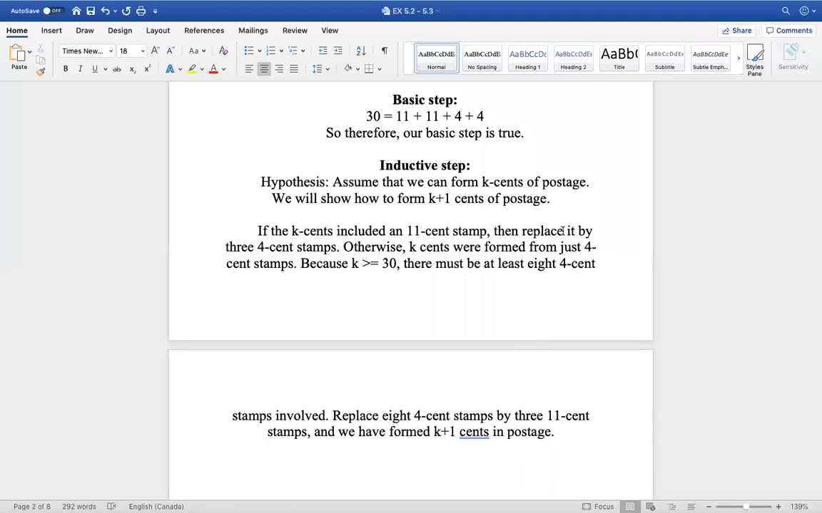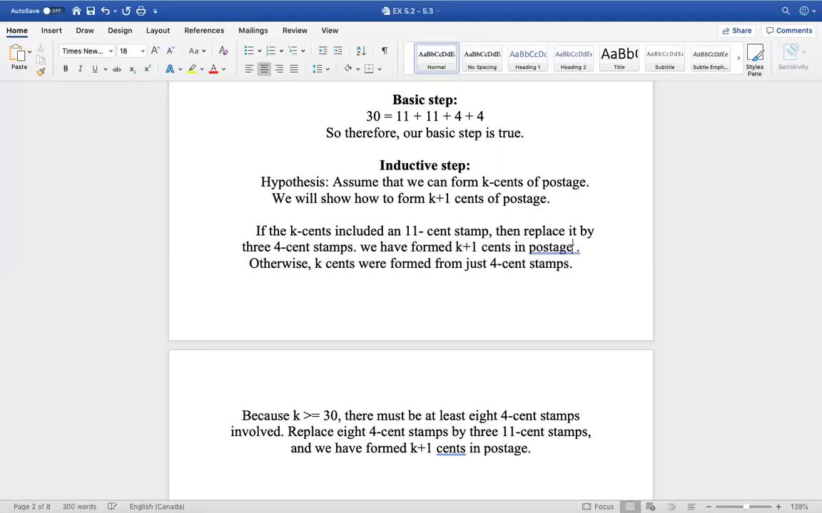So here, what we are saying is, we have k cents of postage, and then what we are trying to prove is that we can form any number of postage using k plus 1 cents as well. So we assume that in the k cents, we have at least one 11-cent stamp. Then if we replace that 11-cent stamp by 3 4-cent stamps, we have formed k plus 1 cents in postage.